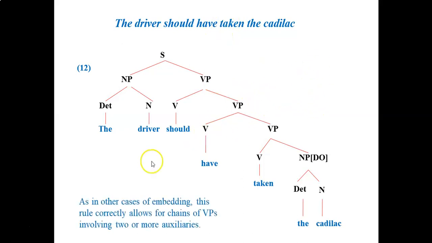Well, as in other cases of embedding, this rule correctly allows for a chain of VPs. First VP, second VP, and third VP involving two or more auxiliaries. Yeah? So from the first VP involving two more VPs. Fine. We come to the next discussion.